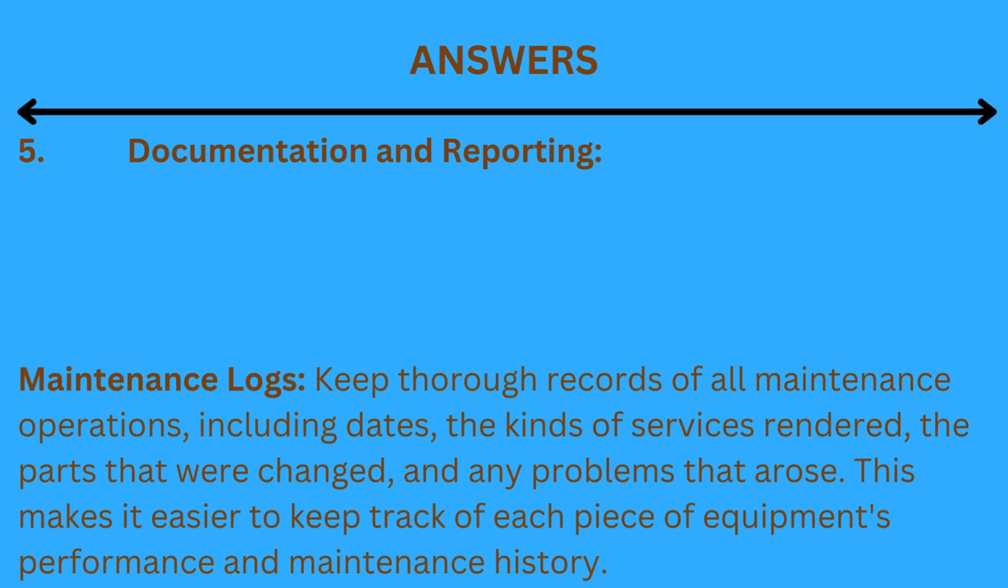5. Documentation and reporting. A. Maintenance logs. Keep thorough records of all maintenance operations, including dates, the kinds of services rendered, the parts that were changed, and any problems that arose. This makes it easier to keep track of each piece of equipment's performance and maintenance history.